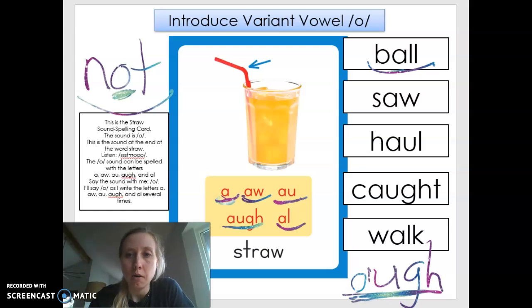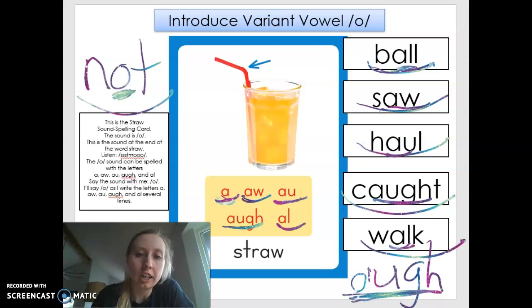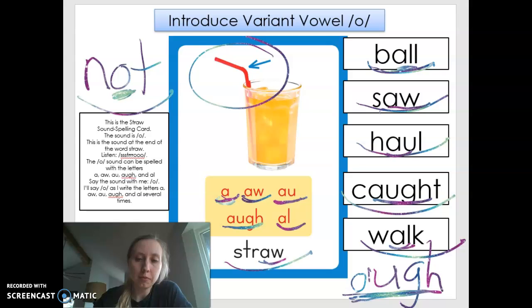So we have ball, AL says ah. AW says ah. Saw, AU says ah. Hall, AUGH says ah. Caught, and AL says ah. Walk. And this is the straw card. We don't call it the variant ah card. We call it the straw card because that's what it's pointing to. So this would be AW, straw. AW, ah, straw.